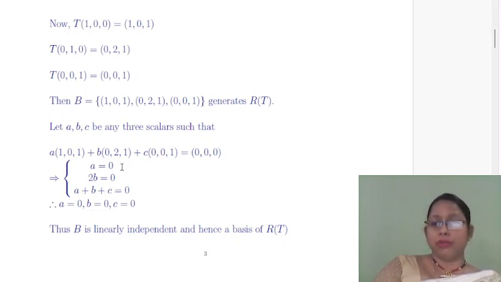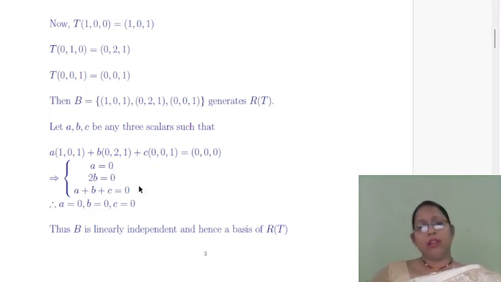That is, a into (1,0,1) plus b into (0,2,1) plus c into (0,0,1) is equal to (0,0,0). After simplification, comparing both the left hand side and right hand side, we get these equations, that is a is 0, b is 0. Then putting the values of a, b in the third equation, we get c equal to 0. That means our B is linearly independent. B generates the range space and B is linearly independent, by the theorem on linearly independent and linearly dependent sets, this B is my basis.